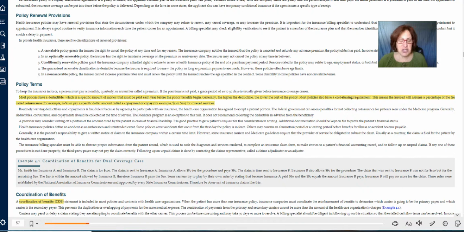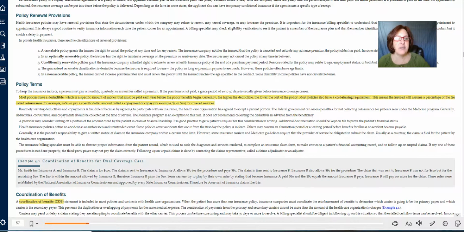All right, for this edition of Billing Bites, we're going to talk about deductibles, copays, and coinsurances. All three of these terms refer to an amount that the patient has to pay for their medical care, but they all mean something different.